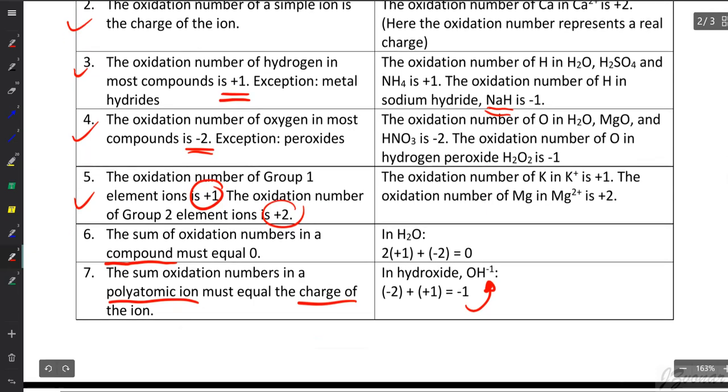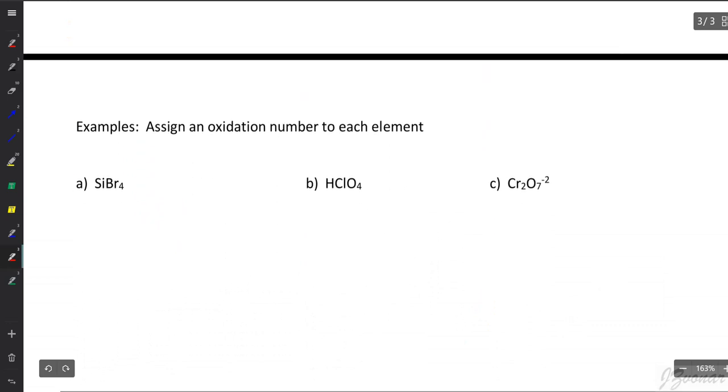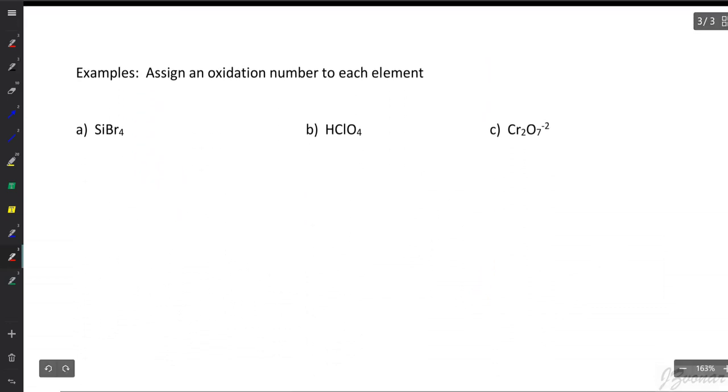All right, so now let's do some examples in how we can assign oxidation numbers to the various elements. Okay, so if we take a look here, we see that bromine is going to have an oxidation number of -1. Okay, because that is the charge if you look on your periodic table of group 17.